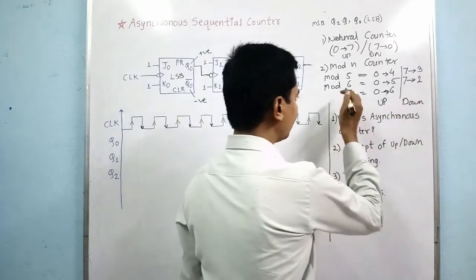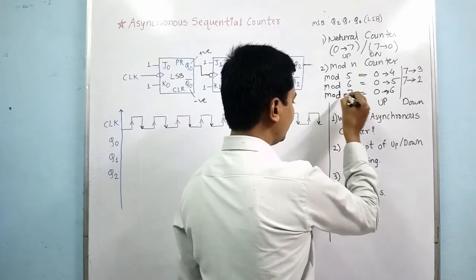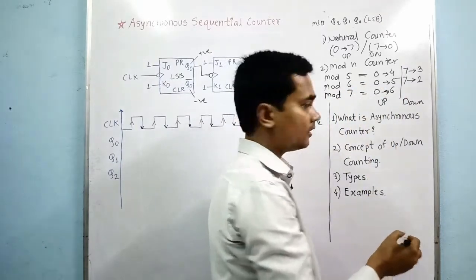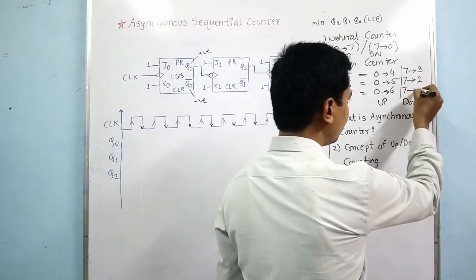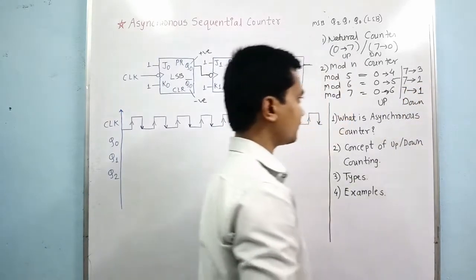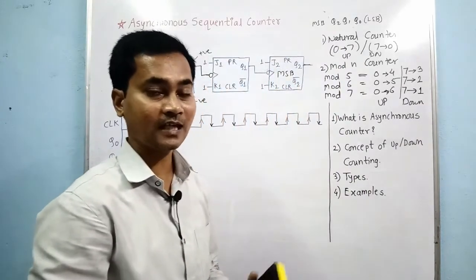And finally, for mod 7, only 7 combinations are allowed here. 0, 0, 0 is not allowed. So 7 down to 1 are the combinations which we can get.